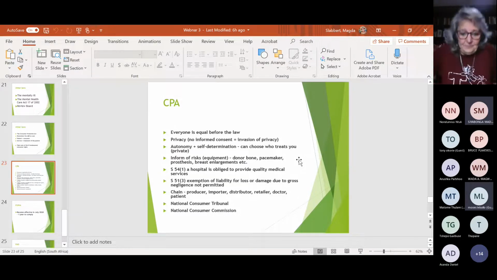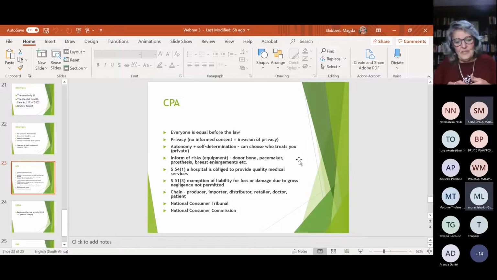And the interesting thing about the Consumer Protection Act is, let's say, for example, you have heart problems and you must get a pacemaker. So you go to the cardiologist and he puts in a pacemaker and you're fine. But a week later, there's huge problems and you nearly die. Then you can sue the whole chain. You can sue the people who made the pacemaker, the engineers who made it. You can sue the distributor. You can sue the importer in South Africa. You can sue the person who provided it to the cardiologist, and you can sue the cardiologist.